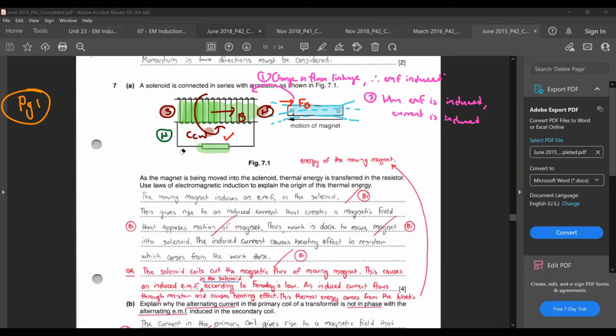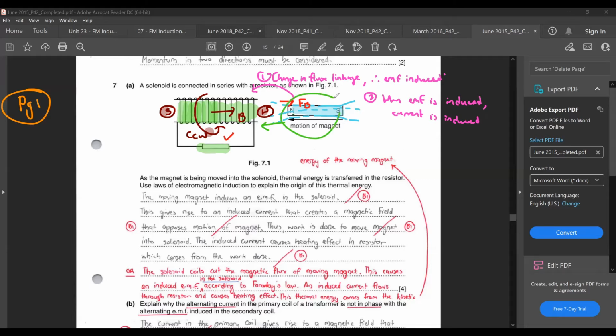So here, Lenz's law tells you that the direction of your induced current will be such as to oppose the flux change that causes it. It produces a magnetic field to oppose the motion of the magnet. So if your motion of the magnet is being opposed, and you want to keep pushing your magnet into your solenoid to produce an EMF, you need to do work to move the magnet into the solenoid.